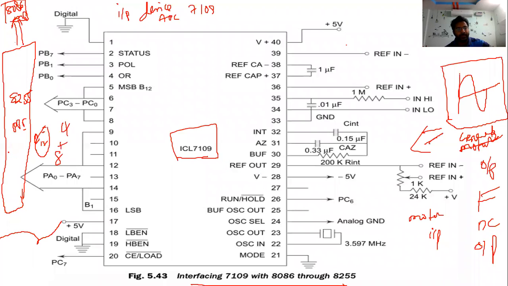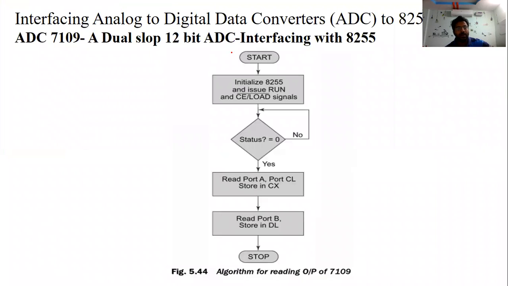So you can convert this analog signal to 12-bit. Remember, the data is in 12-bit format. Okay, so this is a small algorithm for reading the output of 7109. Reading the output of 7109 means, you can draw the diagram like this.